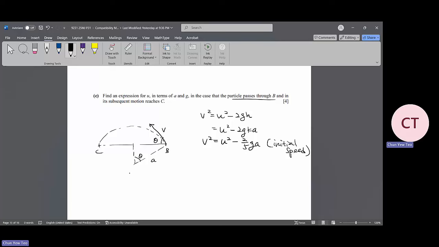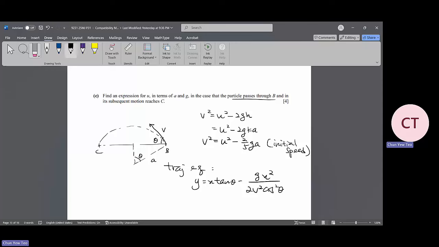Then we will be using the trajectory equations: y equals x tangent theta minus g x square over 2 v square cos square theta. So the v square will be applied over here.